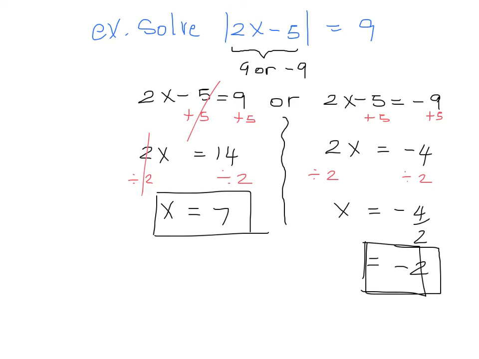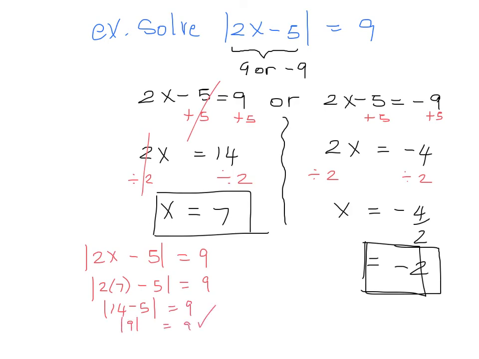In the spirit of being very, very cautious, let's check both answers. Let's start off with our 7. Our original equation was the absolute value of 2x minus 5 is equal to 9. So 2 times 7 minus 5, absolute value, should give us 9. 14 minus 5, absolute value, is the absolute value of 9, which does give us 9, and we are good to go with our 7.